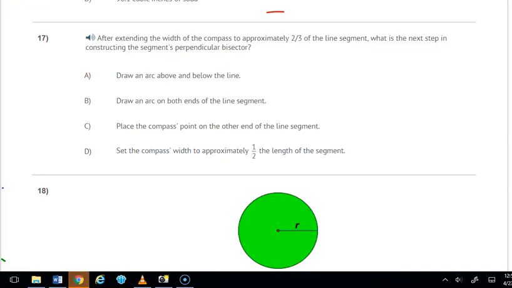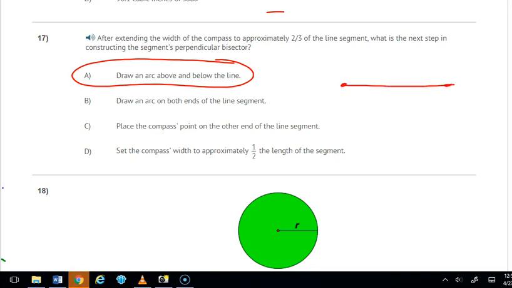Number 17 says, after extending the width of the compass to approximately 2/3 of the line segment, what is the next step in constructing a segment's perpendicular bisector? This one is draw an arc above and below the line, and that's because we have our segment here. We measure 2/3 of the way, and then we do an arc here and an arc here. We would pick it up, move to the other side, create another arc, and then we would draw a line through those two. Yes, that wasn't very straight, but y'all get my drift.